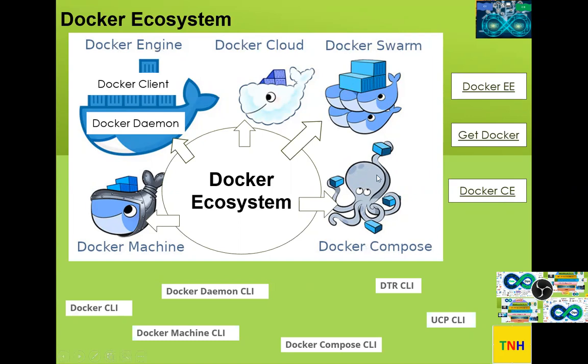This is to compose the images, run the Docker build command and so on, composing images by embedding the relevant applications and configurations. And we have Docker Machine, Docker Desktop. These command line tools are also available: Docker CLI, Docker daemon CLI, Docker Machine CLI, Compose CLI, the registry DTR CLI, and the UCP CLI. So these are the tools.